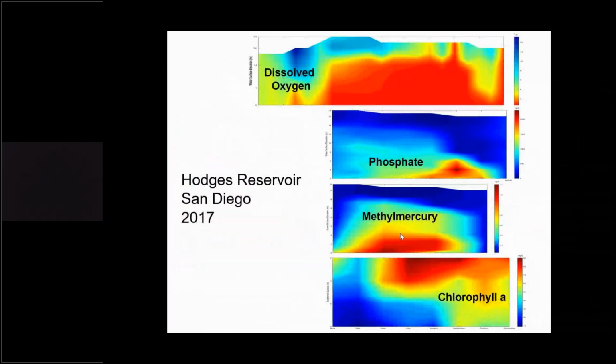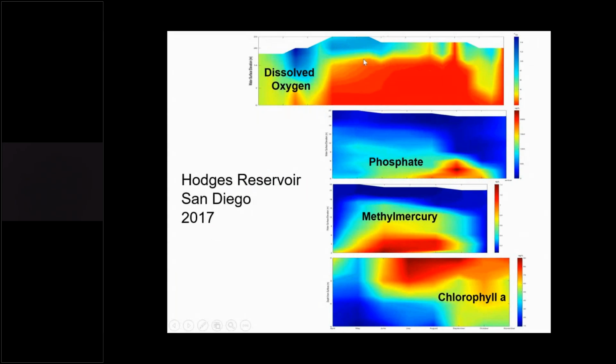This is data from Hodges Reservoir, a reservoir I've been working with the city of San Diego down in Southern California. And so this is 2017. What we're looking at here is depth in the reservoir and then time along the x-axis, January to November. And these are heat maps or isopleths, kind of a topography map of water quality spatially and temporally in the system. And you can see this huge red anoxic zone.